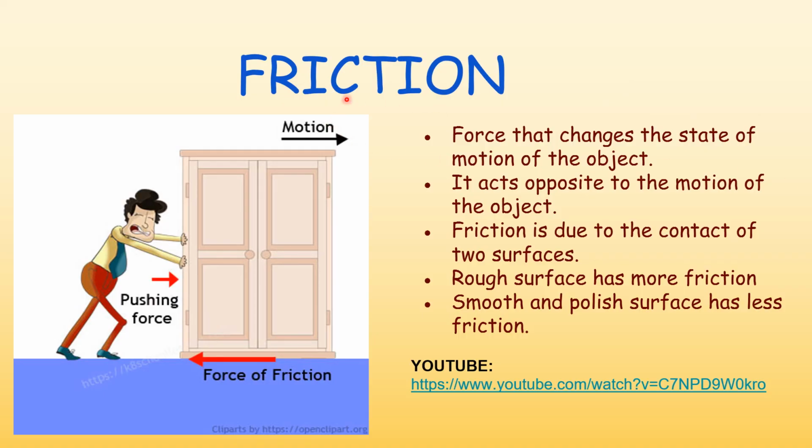Coming to friction. Friction is another example of contact forces. So, a force that changes the state of motion of the object. This friction is a type of force which will always act in the opposite direction to that in which the object is moving. So it acts opposite to the motion of the object, as a result of which it will reduce the speed of the moving object, or it will almost stop the object from moving. And friction is due to contact of two surfaces, and hence it is an example of contact forces. And rough surfaces have more friction compared to smooth and polished surfaces.